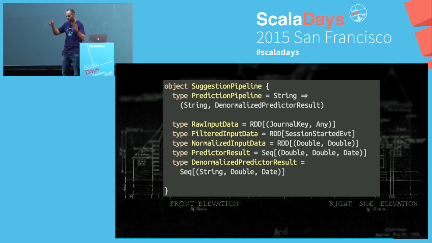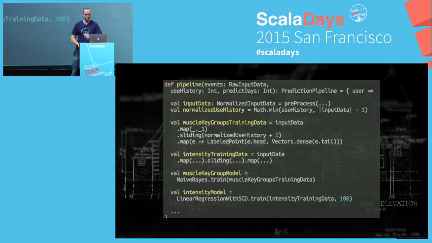So how do we do it? Well, we take the raw input data, the events, we filter them, so we might drop some users that don't have enough exercises yet, normalize it, predict it, we denormalize it, and that's the outcome. That's the result, right? This is what the user should do. String, double, date. Imagine string is what should the user do, double is with what intensity, date on which day. Nice and easy, just the triple that I want to submit.